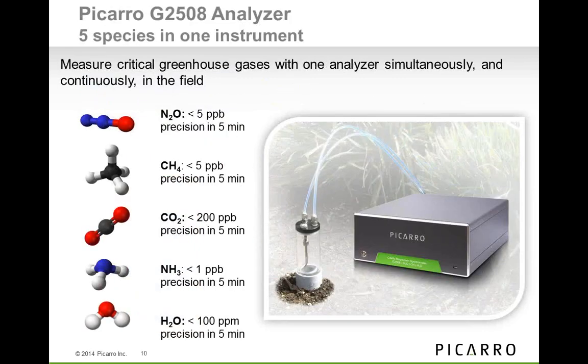So now that we know a little bit about it, we can look at just a rough estimate of our spec sheet. These are the numbers that we promise the instrument will do on a 5-minute average basis. So it's about 5 ppb for N2O, 5 ppb for methane, CO2 is 200 ppb, ammonia is 1 ppb, and water is 100 ppm. These are all approximate. It's just specs that we have to meet, and analyzers will vary, but they have to beat this. Later on in the talk, we'll see that the precision is actually better than what we promised.